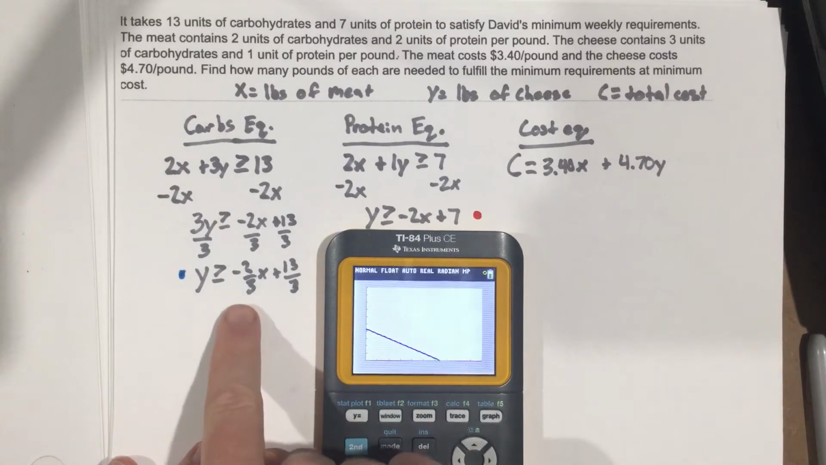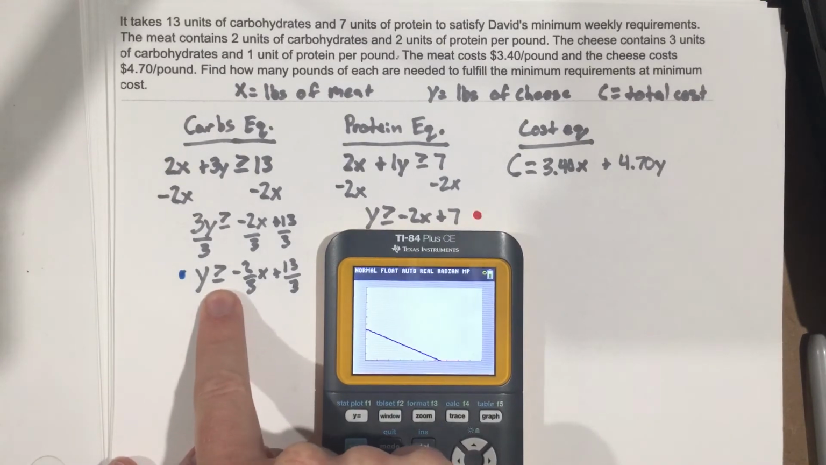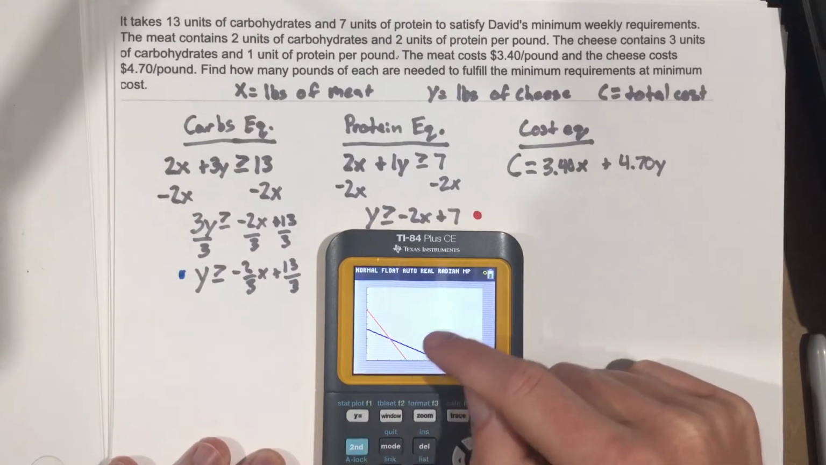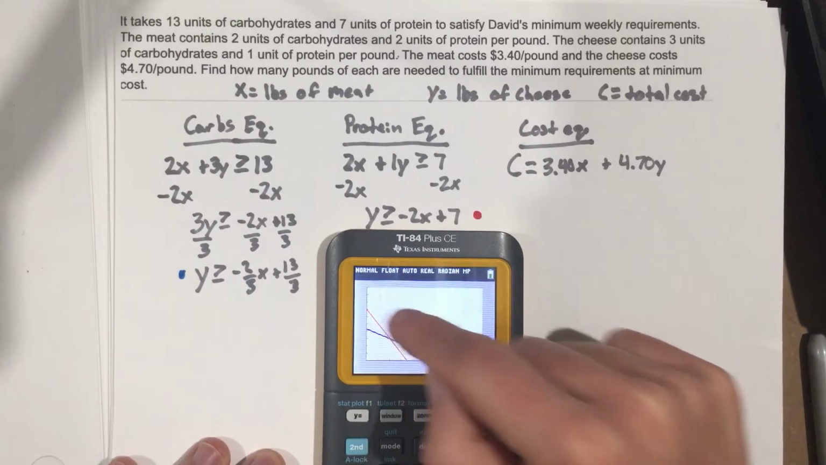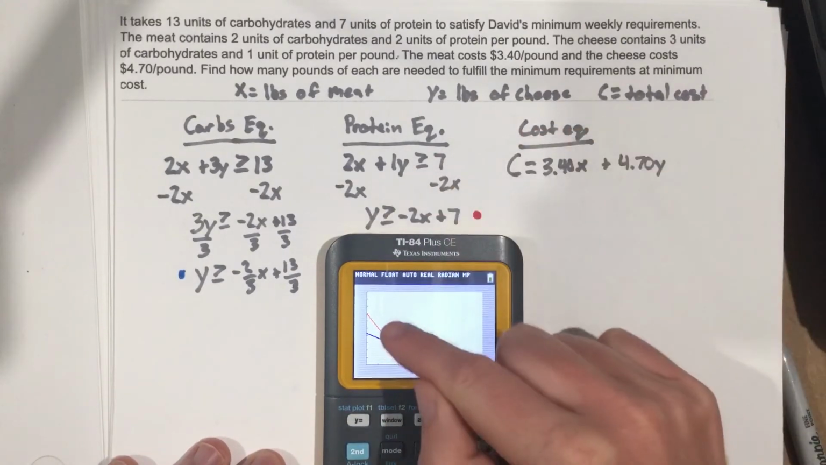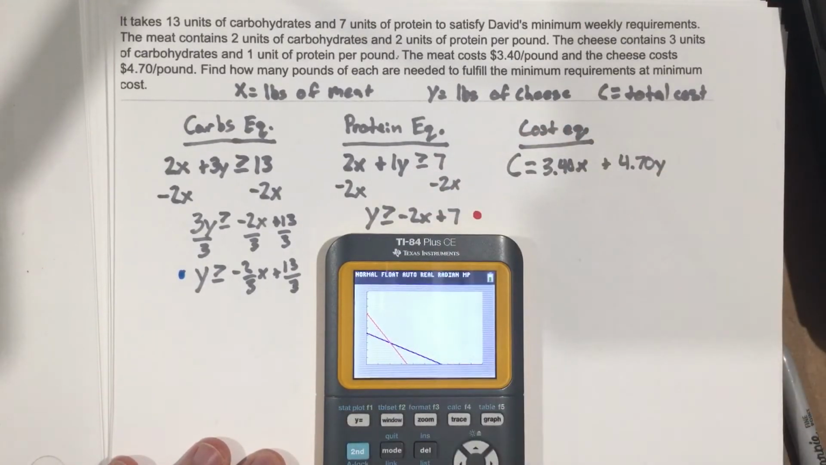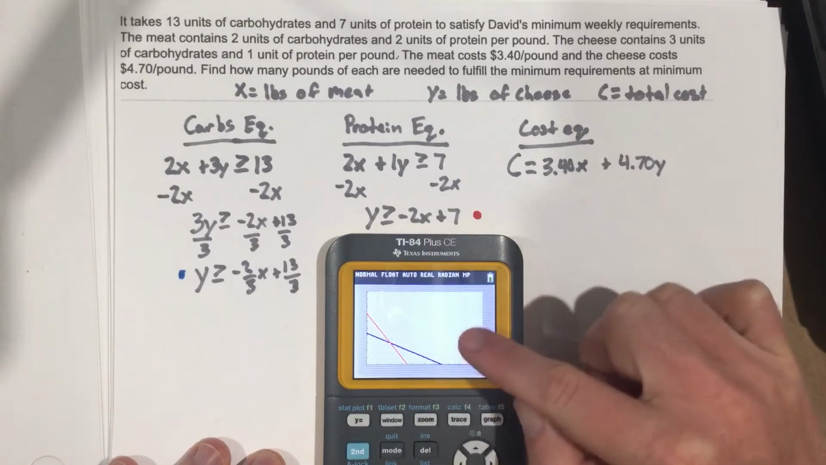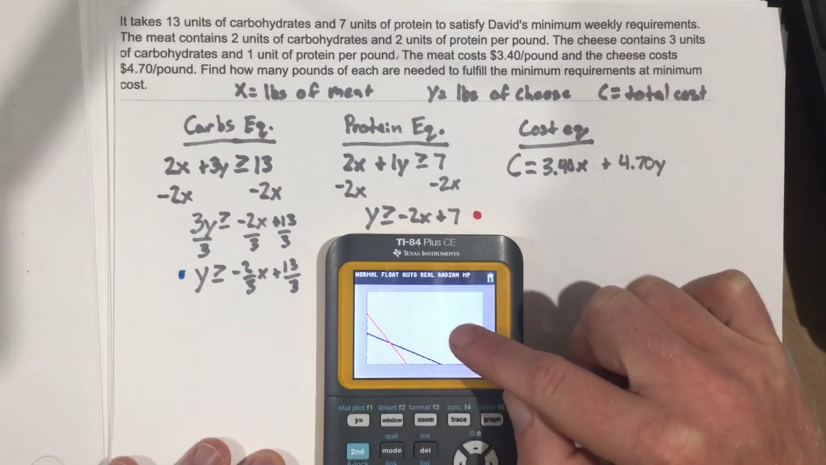So there's our blue line. Now remember, it says greater than or equal to, so we're going to be shading above here. And this one is greater than or equal to, so we're going to be shading above here. So our solutions are going to lie in this region on the screen.